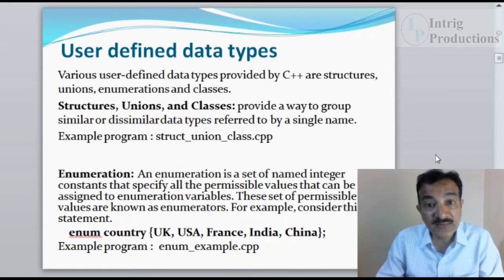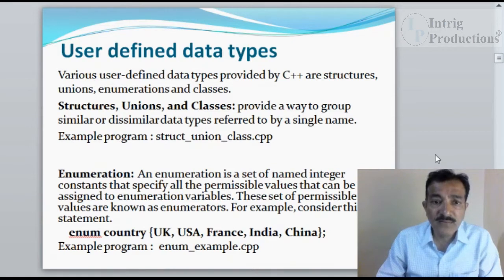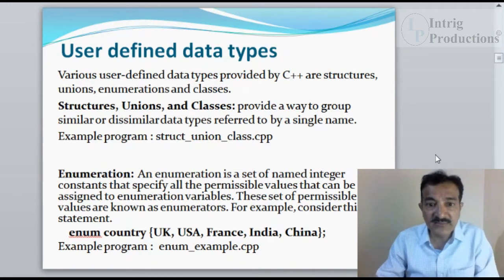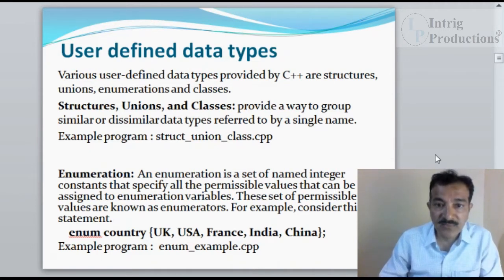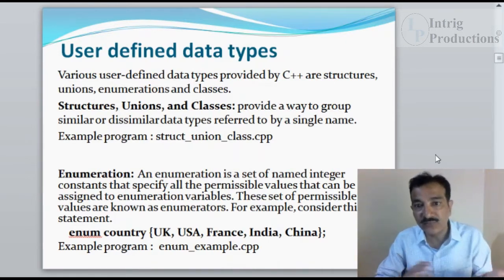The next one is user defined data types. The various user defined data types provided by C++ are structures, unions, enumerations and classes. Structures, unions and classes provide a way to group similar or dissimilar data types referred to by a single name. You've already seen this in a class. I will show you more in structure and union also, and how they differ basically.